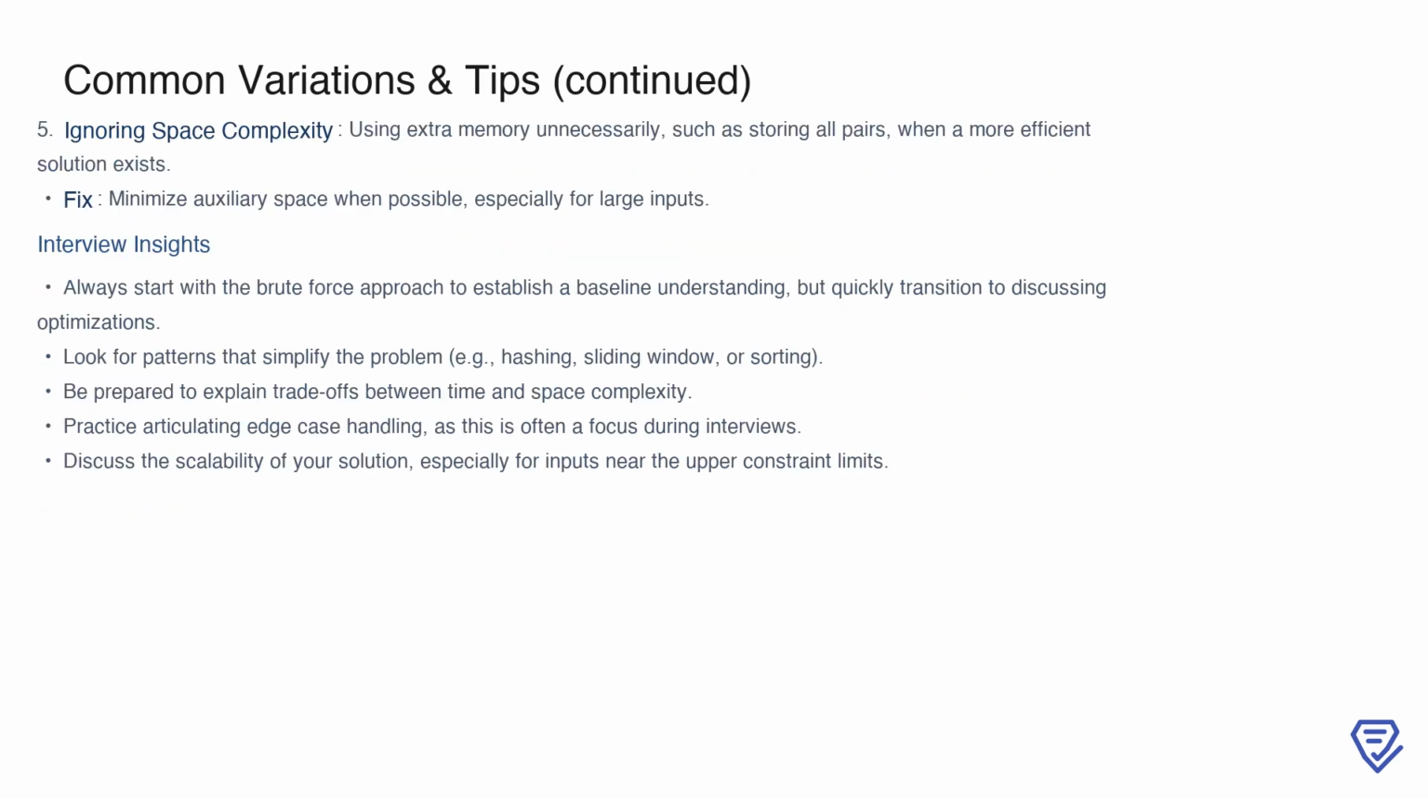Another key area to watch out for is space complexity. Using extra memory unnecessarily, such as storing all possible pairs of indices, can be inefficient when a simpler solution exists. For large inputs, minimizing auxiliary space is critical, so always evaluate whether your approach uses memory efficiently.